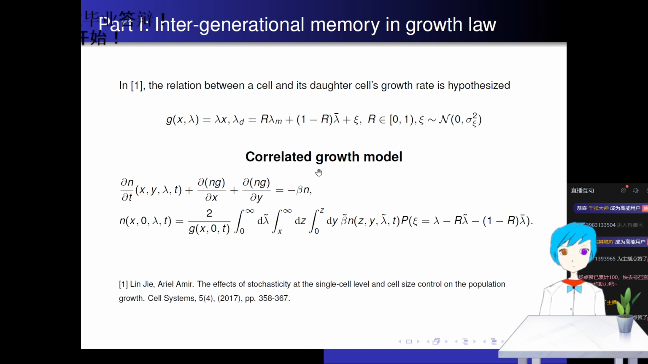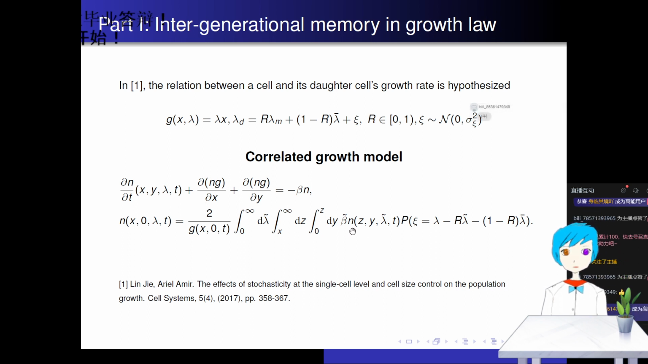The larger R is, the larger the correlation is. We can incorporate this intergenerational memory effect in the cell growth law by adding an extra dimension, lambda, in our model. So we have a 3+1 dimensional PDE model for the correlated cell growth.